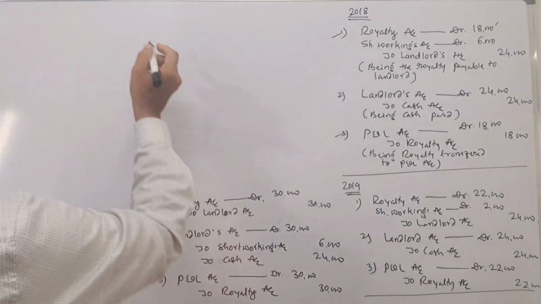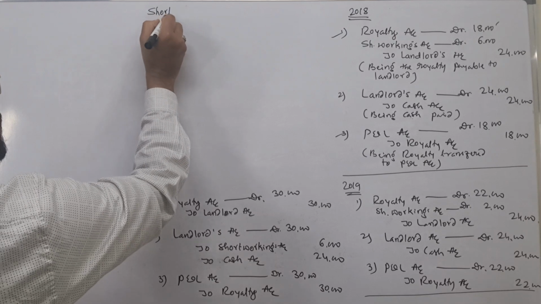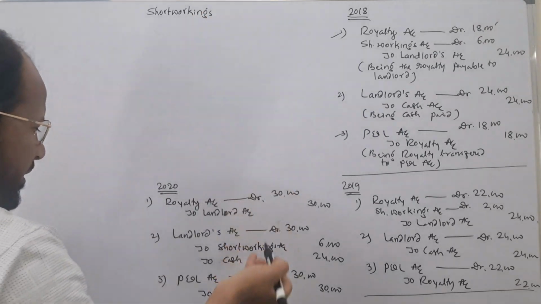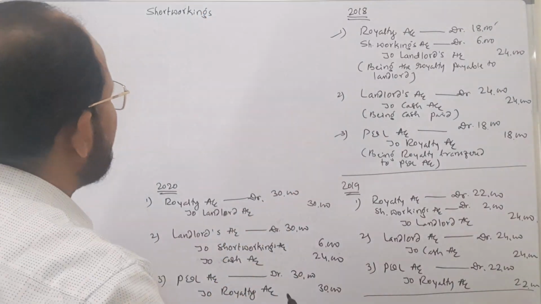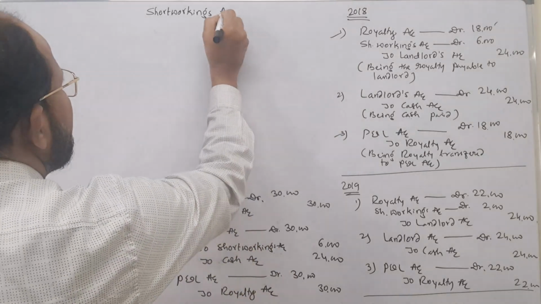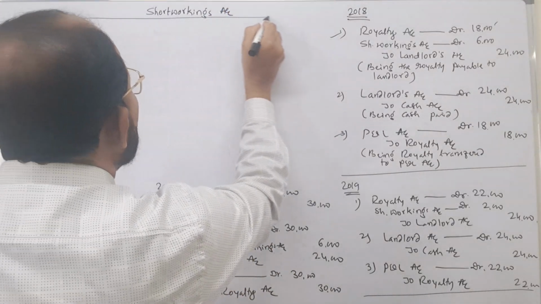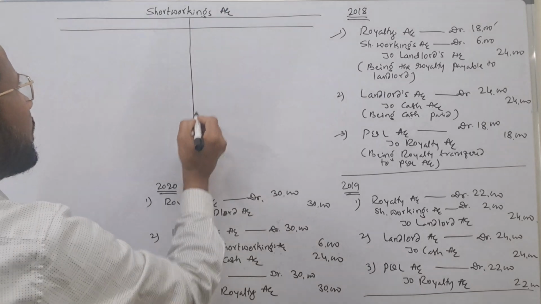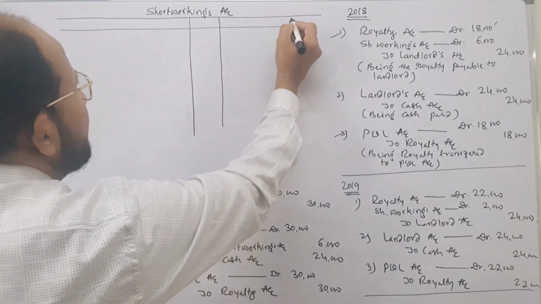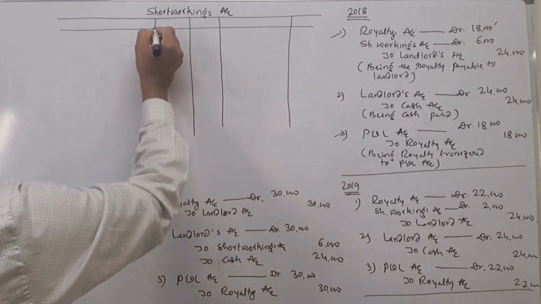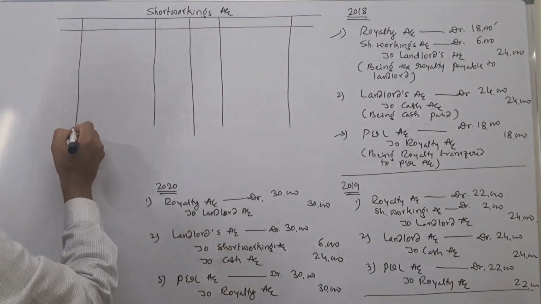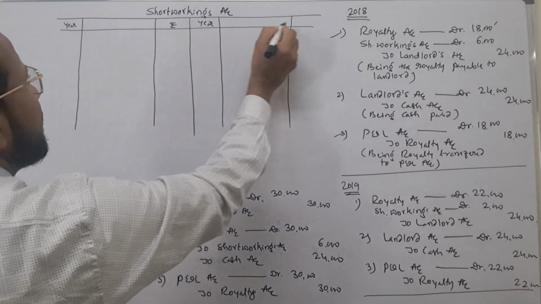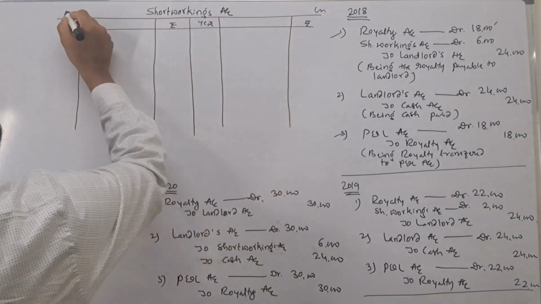Remember, short workings account is prepared only for the first year, and also if the recovery is there, that we are entering in the third year. Short workings account. Here what are the important columns? First one is the year column, particulars, amount. Next one is, here also you write year, particulars, and amount in rupees. Here amount in rupees, debit and credit, right?